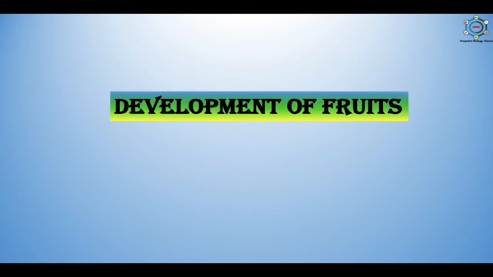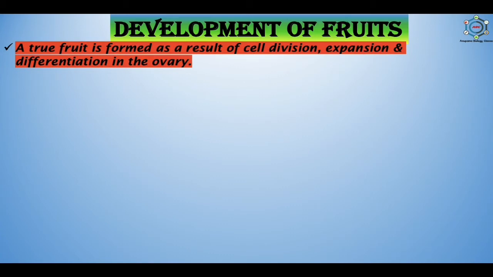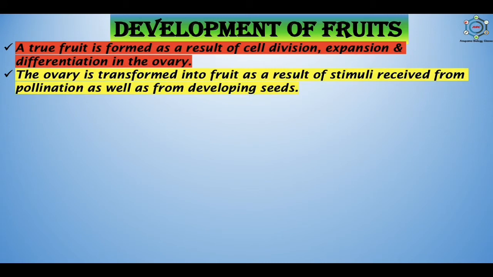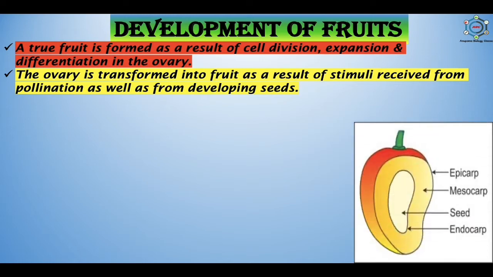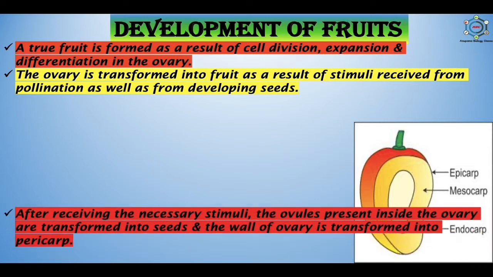Now after this, the development of fruit. A true fruit is formed as a result of cell division, expansion, and differentiation in the ovary. The ovary is transformed into fruit as a result of stimuli received from the pollination as well as from developing seeds. In this picture, you can see the wall or covering of the fruit, that is the epicarp, which is the outer side, then the mesocarp, which is in the middle, and the last is the endocarp, that is near the seed and that is inside, that means the inner wall.